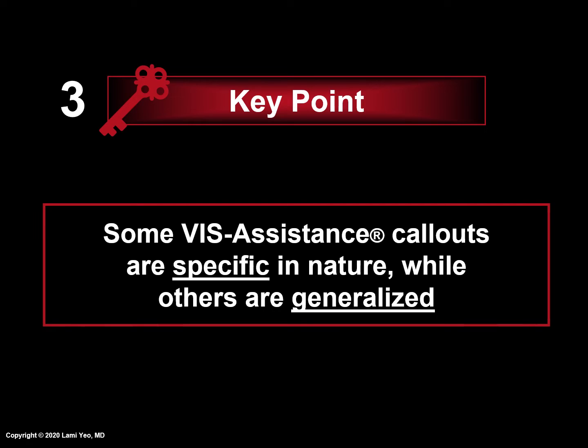The third key point is that some VISA assistance callouts are specific in nature, while others are generalized. For example, the callout may only state step 1 or step 2. The reason that some callouts have generalized language is that the action may be a combination of movements or rotations that would be challenging to describe or difficult to understand. But please be assured that even if the callout states step 1, step 2, and so forth, the movements are still purposeful, targeted, and intelligent, and are meant to improve the quality of fetal cardiac examination.